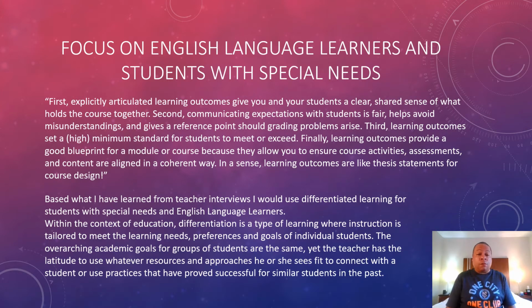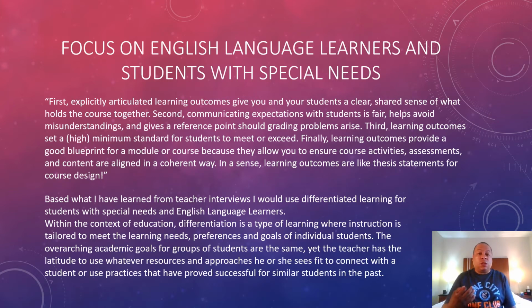This is the quote. First, explicitly articulated learning outcomes give you and your students a clear shared sense of what holds the course together. Second, communicating expectations with students is fair. It helps avoid misunderstandings and gives a reference point should grading problems arise. Third, learning outcomes set a high minimum standard for students to meet or exceed. Finally, learning outcomes provide a good blueprint for a module or course because they allow you to ensure course activities, assessments, and content are aligned in a coherent way. In a sense, learning outcomes are like thesis statements for course design.